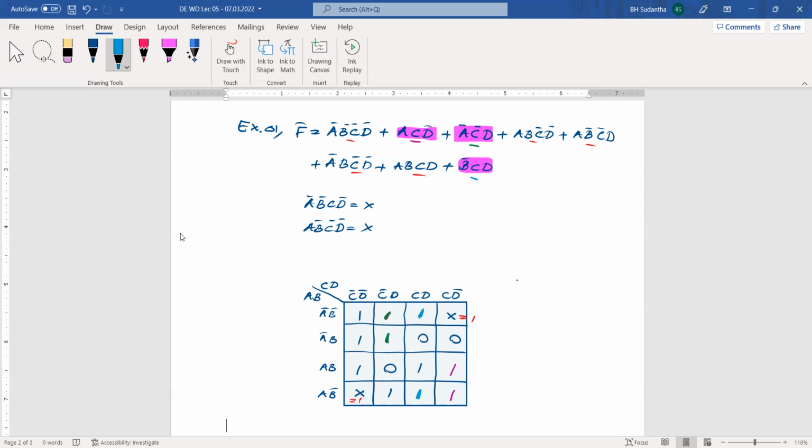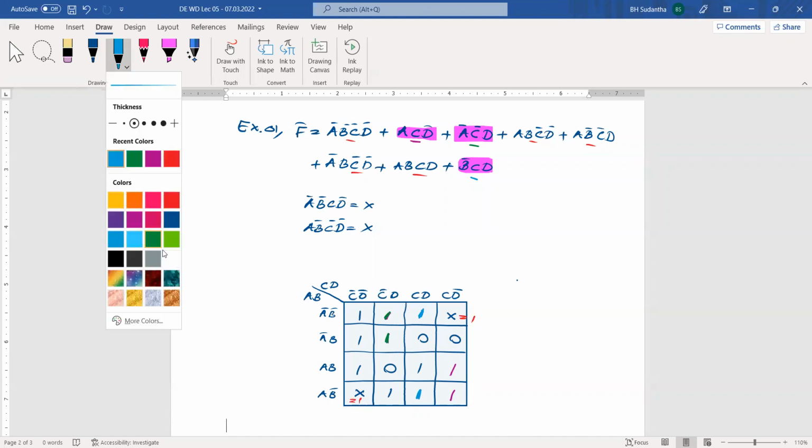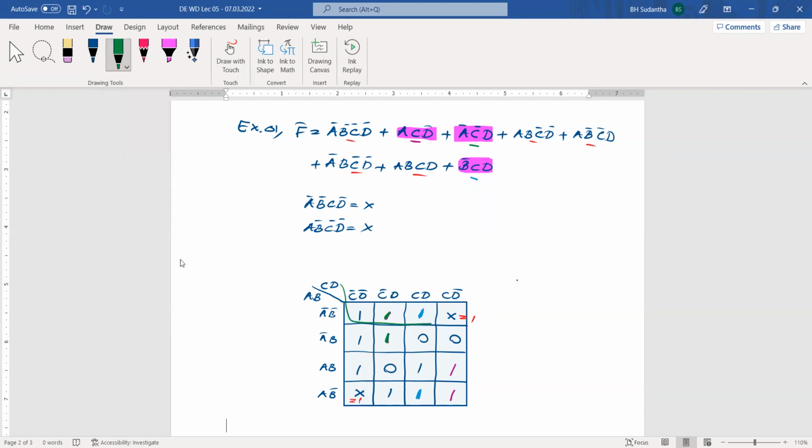Ajay, is it okay? Yes. Okay. Then we can consider both X's as 1. Then how can we make a group? You can see we can cover this one and this one together. Then what is the name for this one? It's B bar.